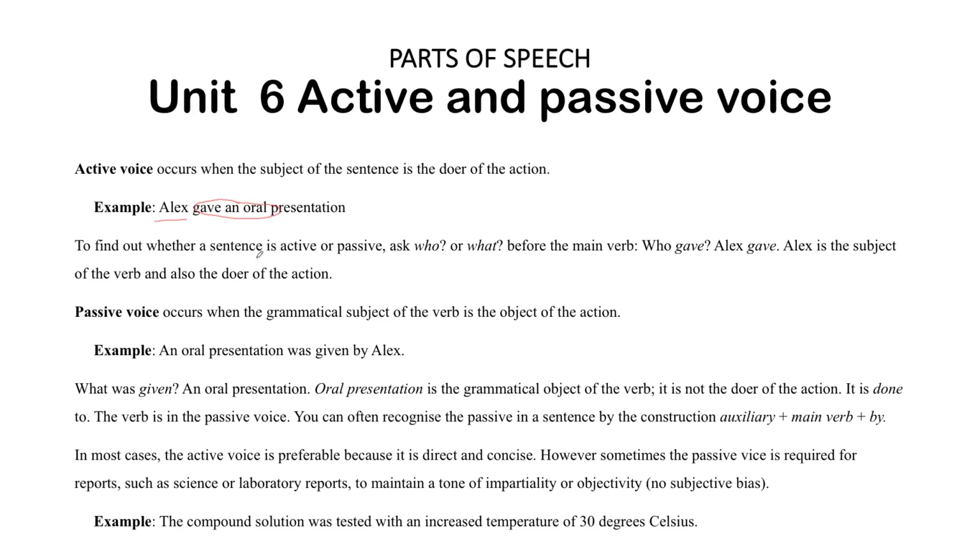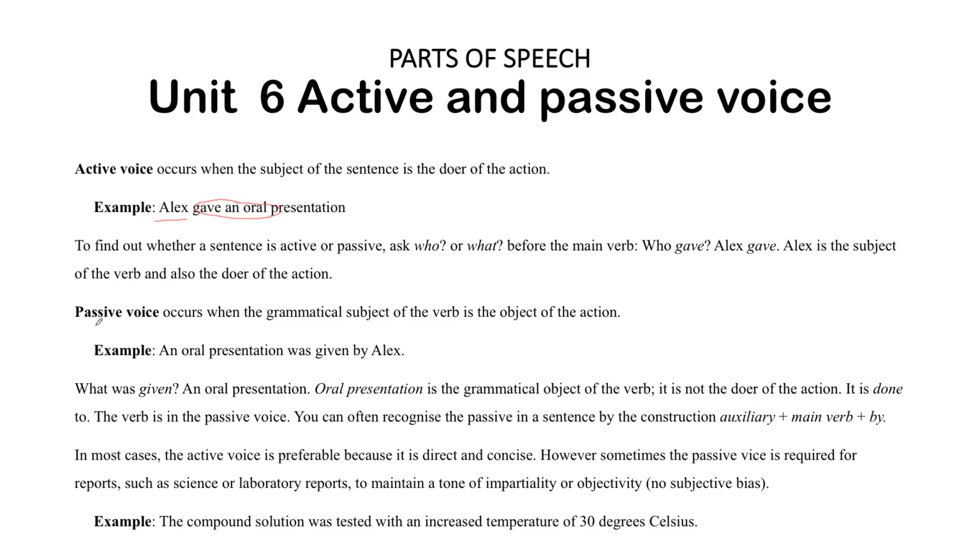To find out whether a sentence is active or passive, ask who or what before the main verb. Who gave? In this case, Alex gave. Alex is the subject of the verb and also the doer of the action.